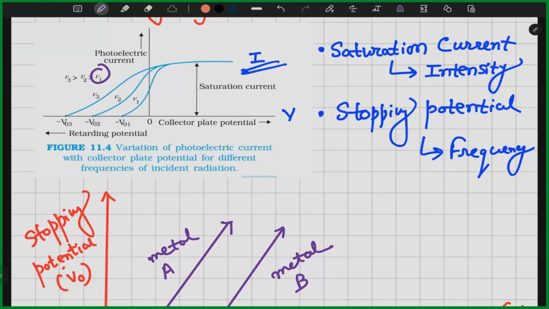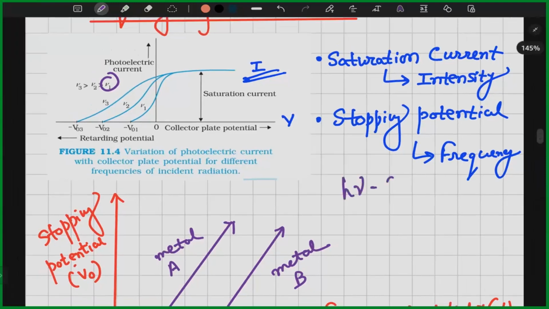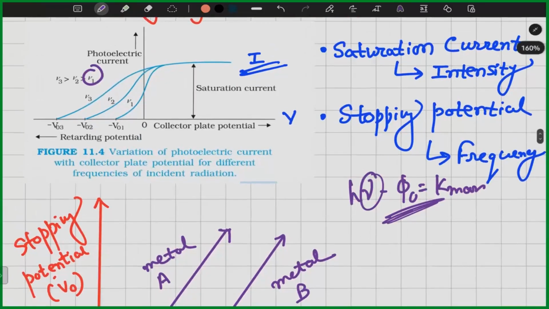So now, if we increase the frequency, that K max will increase. From the equation, we can see that h nu minus phi 0 is K max. If we increase nu, phi 0, the work function, is still the same. So if we increase nu, what happens? Using that phi 0, the electron emits from the metal, and the rest of the energy is converted into kinetic energy. So if we are giving more energy, phi 0 is the same, so more energy has to go into the kinetic energy. So kinetic energy is increasing.